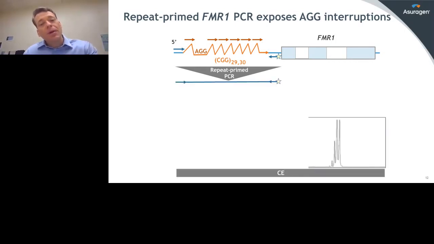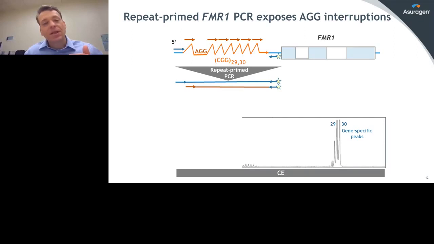So it's still a repeat prime PCR approach, the same assay I described to you previously. The difference is that when those repeat primers encounter an AGG element, they don't hybridize because the assay has been calibrated to prevent that. So this creates a footprint or a dip in the signal intensity in the pattern that's a telltale sign of an AGG interruption.